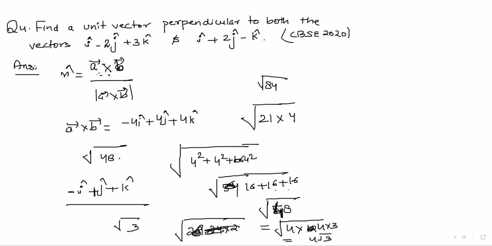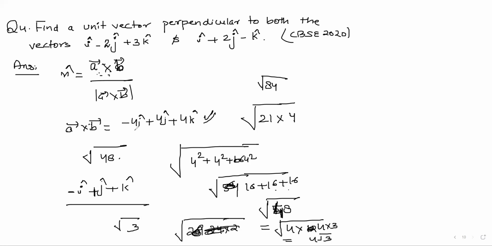Which vector did you take the magnitude of? The magnitude of the resultant one. If you find A cross B, then you will get minus 4i, 4j, 4k. Are you getting this one, Abdur? Cross product? Yes, Fahad, your answer is correct.